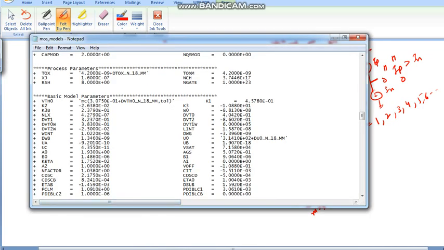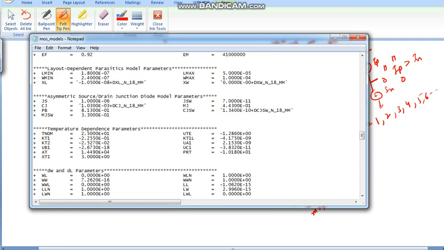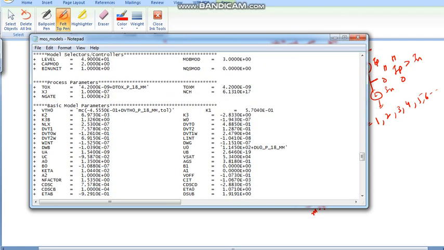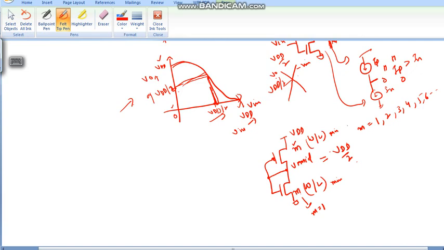So this is the model file we are using. For the time being, just ignore what MC is. This is the threshold voltage for NMOS, and this is mobility for NMOS. Similarly, we can find the threshold voltage and mobility for PMOS. So minus 0.455 is the threshold voltage for PMOS, and mobility is this.